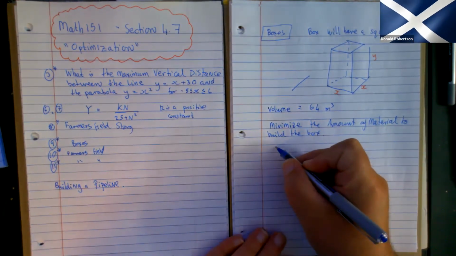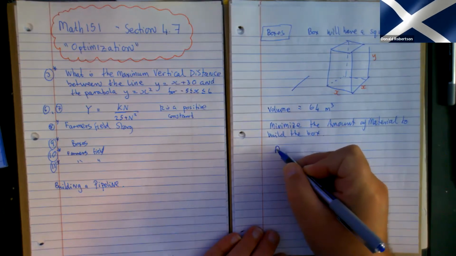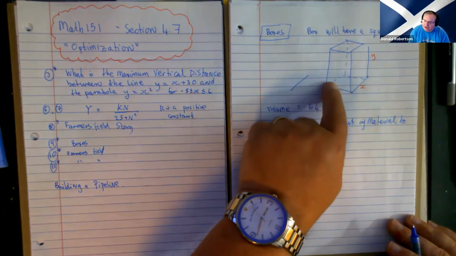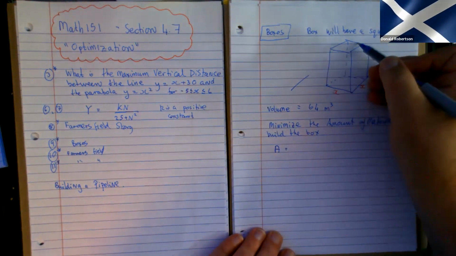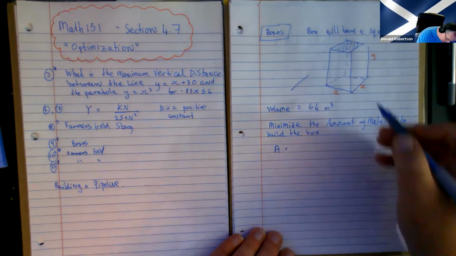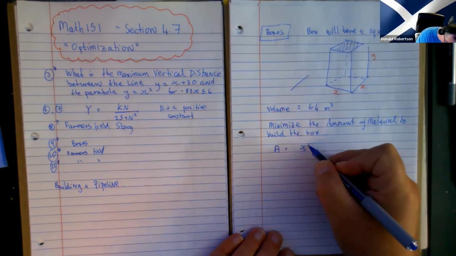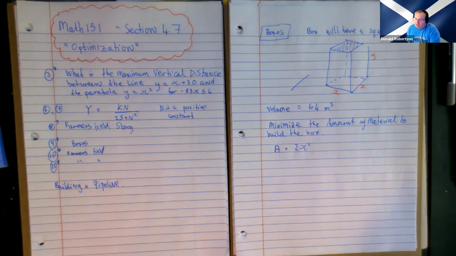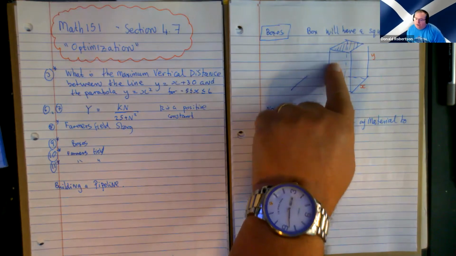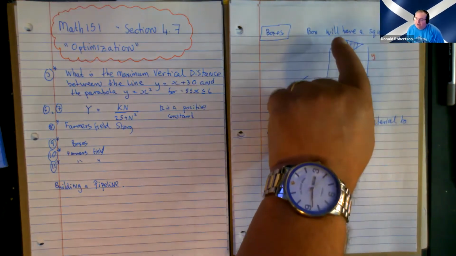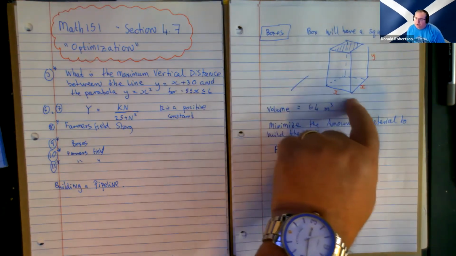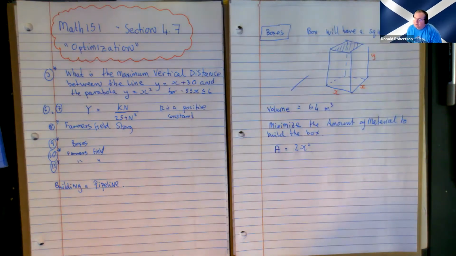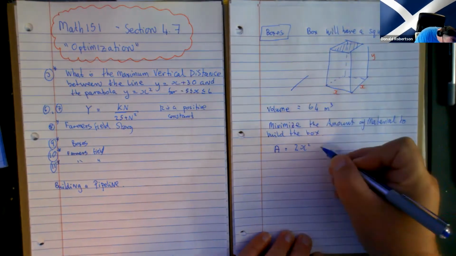So I'm going to call this guy A for amount of material. Now, in this picture, the top of the box is X times X, which is X squared. Would you also agree that the bottom is X squared? So that's 2X squared. Now, there are 4 side panels on this box, right? Vertical panels. And isn't each one of them going to be X times Y? Won't that be their area? Right? So X times Y, and there's 4 of them.